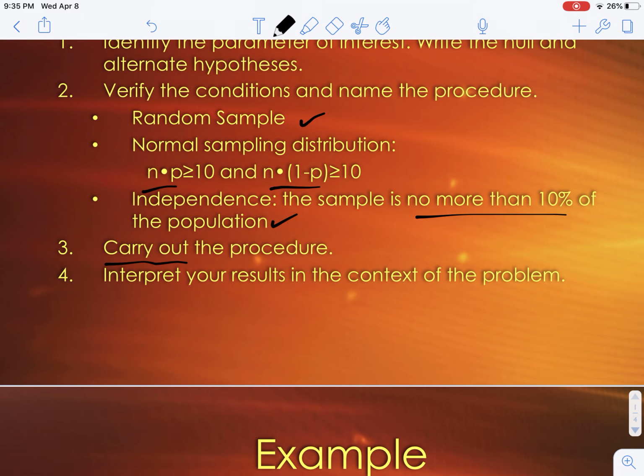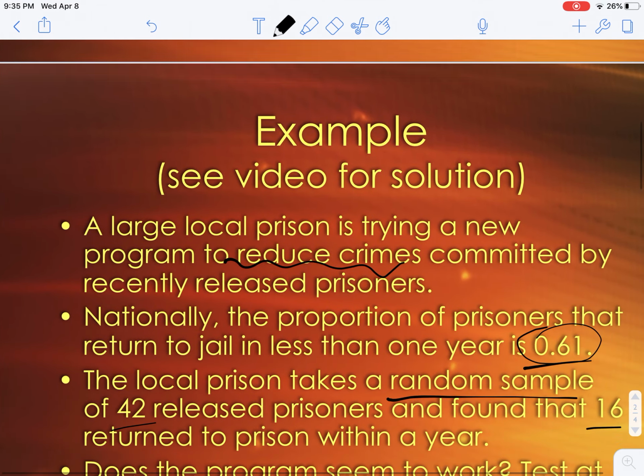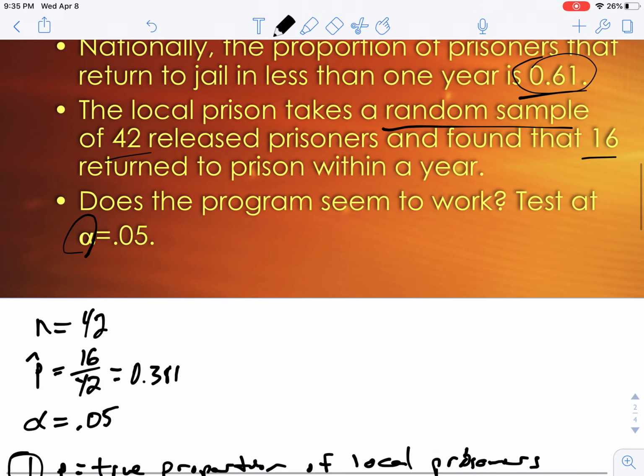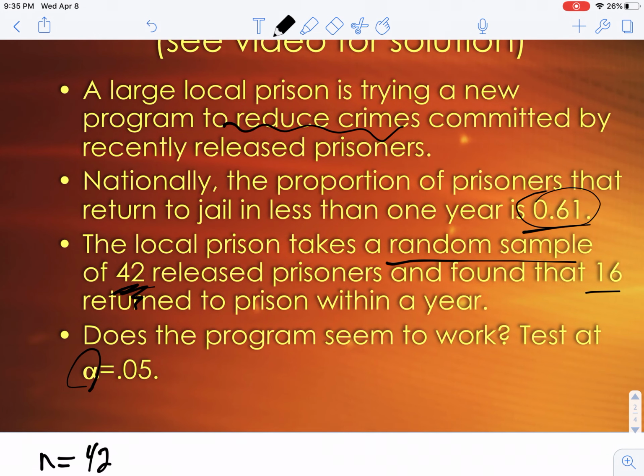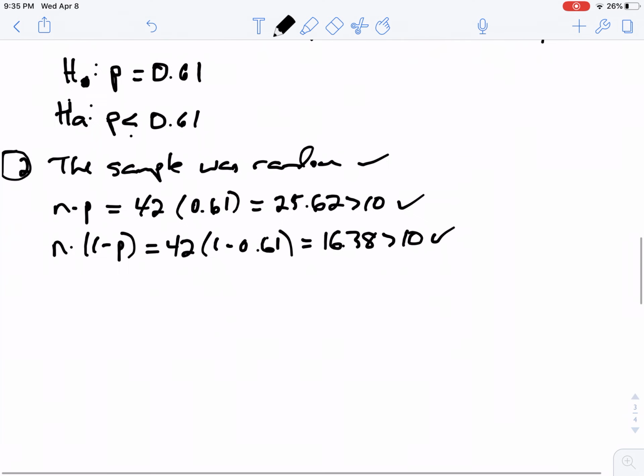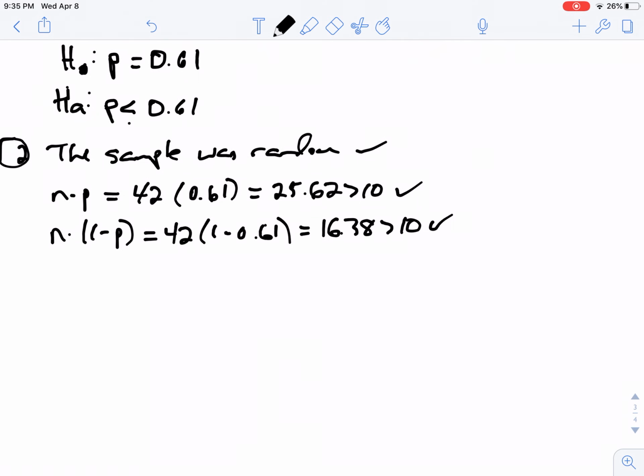Okay, so the sample is no more than 10% of the population. So I took 42, so my sample size was 42. If I multiply that number by 10, I get 420. So basically I want to think about, is it reasonable to conclude that this population size was greater than 420? And I'd say yes. It does tell us that it's a large local prison, so we can probably assume that there are more than 420 prisoners. So it's kind of a judgment call in this case. I think it's okay to assume that.